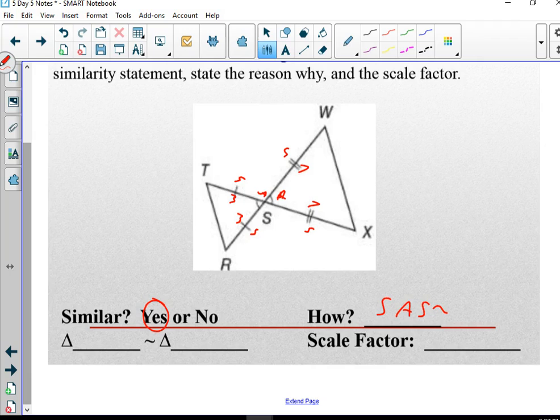And on this one, we can say RST is congruent to XSW. And the scale factor, we don't know. It's not possible to tell. We gave an example here, but we don't know what it is. If we had numbers, in this case, it would be 3-to-7.